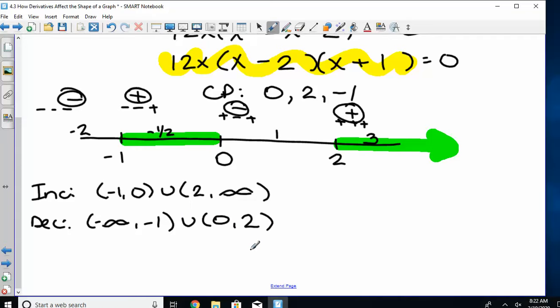Make sure when you write those intervals, you're using your critical points, not the test point that we made up to check it. Questions there?